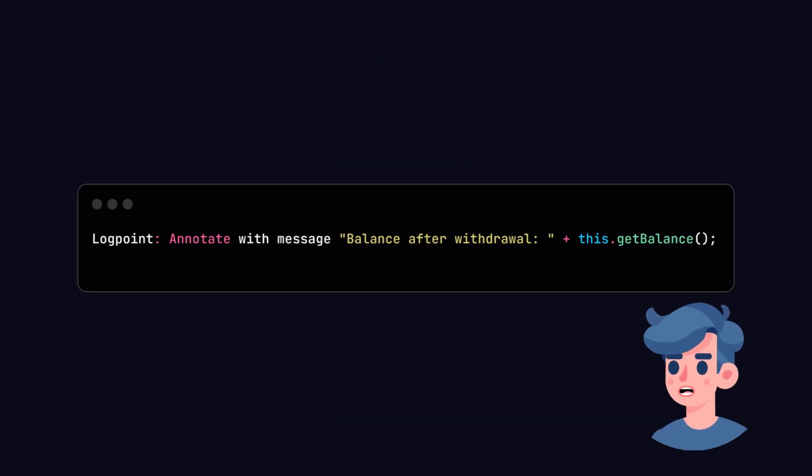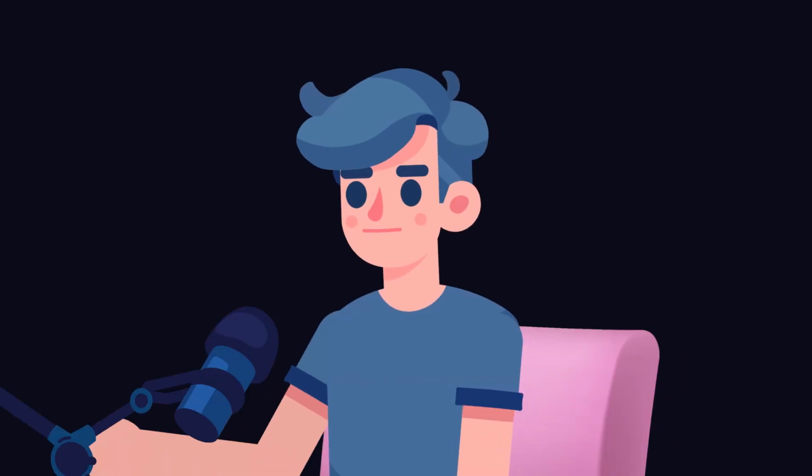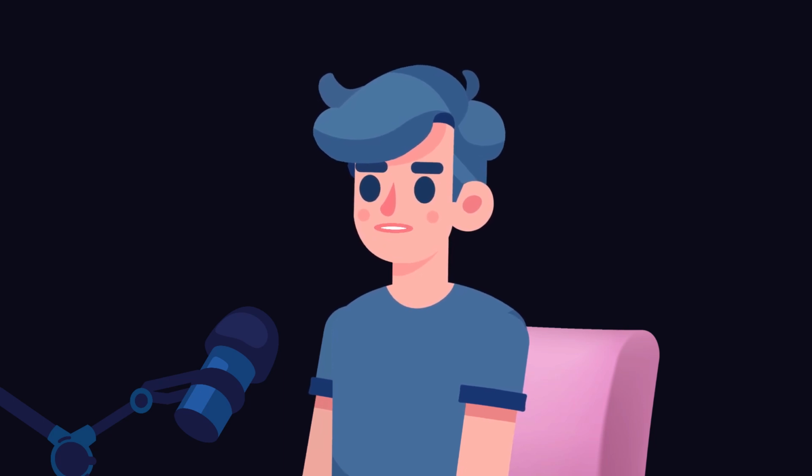Another advanced feature is evaluating expressions in log points. This allows you to log specific properties or results of expressions. For example, you might want to log the balance after each withdrawal. With this approach, it becomes easier to diagnose issues by examining the state of your application without manual print statements cluttering your code. So, let's sum up the advantages of log points.